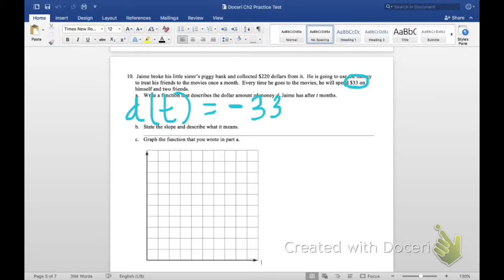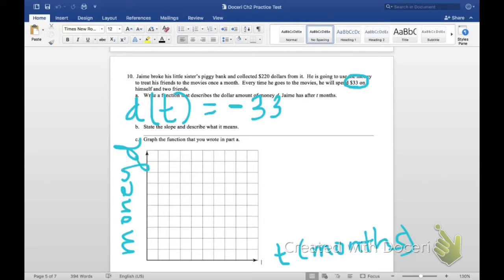I also have to consider my independent variable. My independent variable here is time, right? T in months. Dependent variable is money. So you can call it D, the money. So I have my constant rate of change. My constant rate of change is dependent on how many months are passing by, right? So it's going to get multiplied by the amount of months that are happening, because every month Jaime is losing $33.